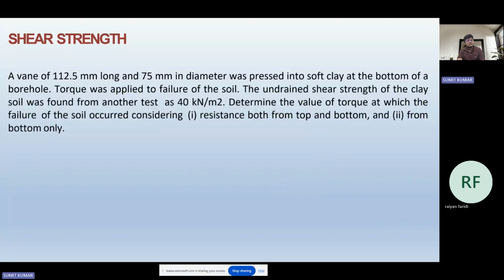Over here it is mentioned that a vane of 112.5 mm length and 75 mm diameter was pressed into the soft clay at the bottom of the borehole. The torque was applied to failure of the soil. The undrained shear strength of the clay soil was found from another test as 40 kilonewton per meter square. The question asked: determine the value of the torque at which failure of the soil occurs, considering resistance from both top and bottom, which uses D cubed by 6, and second from bottom only, which uses D cubed by 12.